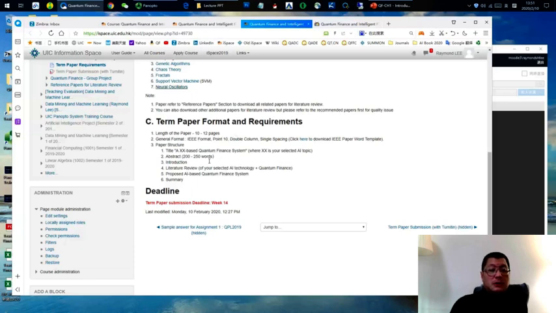Okay, that's part. So the structure, okay, you have the title. And then you have the abstract. Abstract is, in fact, a summary. Talk about your topics. You have the introduction, literature review, the proposed AI system, and summary. So six parts, okay. Without implementation, it is only a paper, right? So the implementation will be a project, of course.